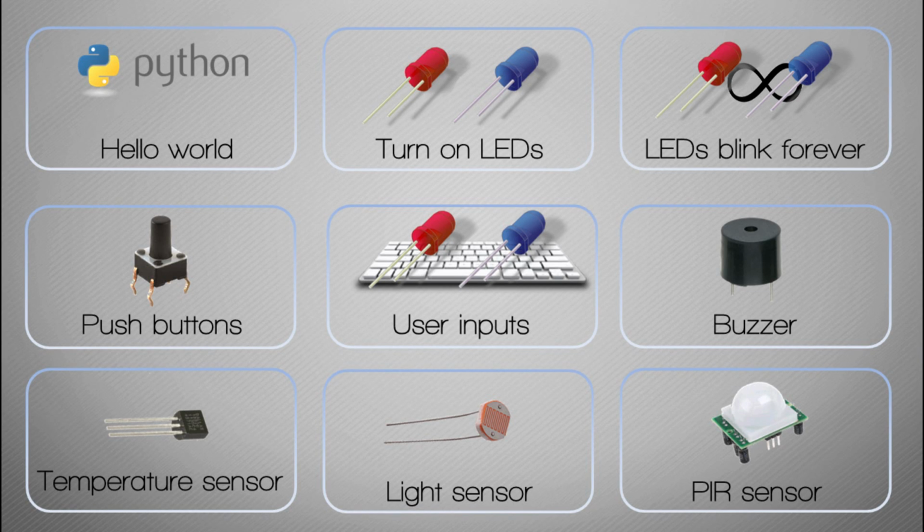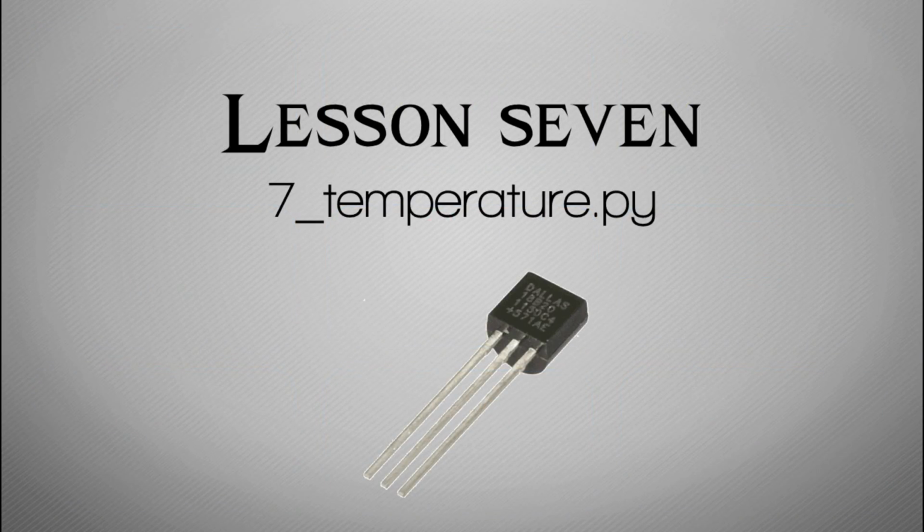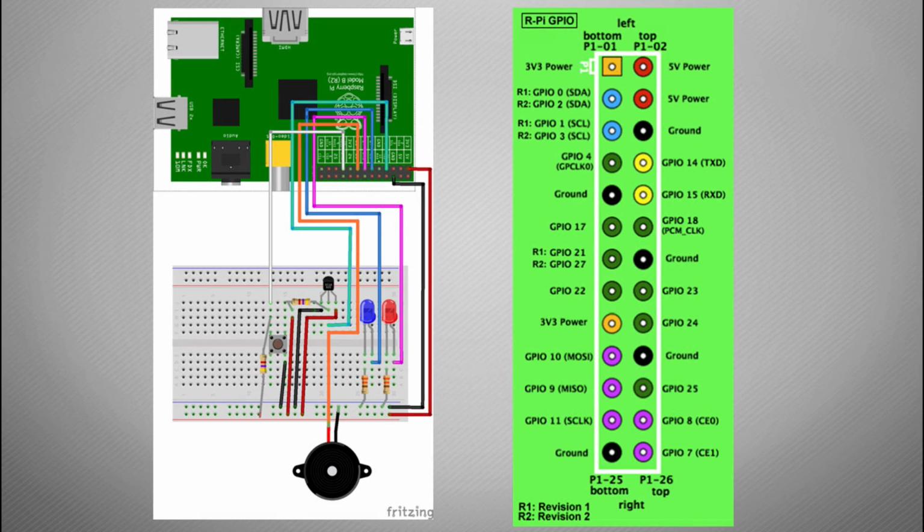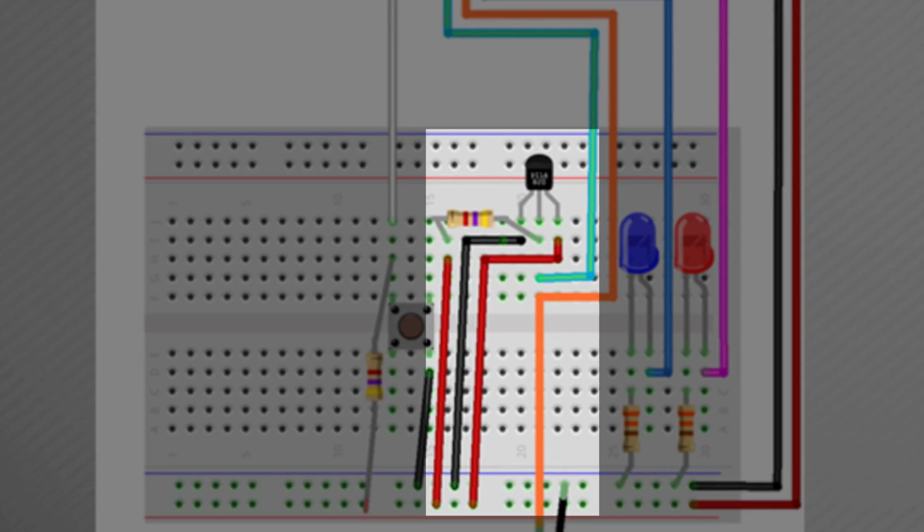So now we are on video 7 of this series, and we're going to look at how to wire up a temperature sensor. We have the code 7_temperature.py, which we'll go through in a bit of detail. This is the wiring diagram. It's a little bit fiddly. It may take you a few attempts to get it completely right. Luckily the code works and is stable, so if the code isn't functioning, you've probably wired it wrong.